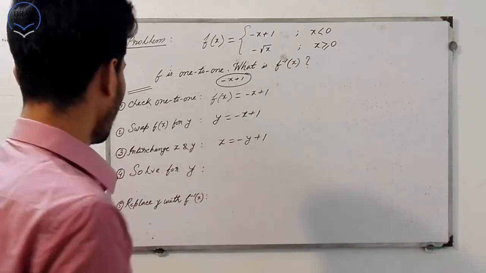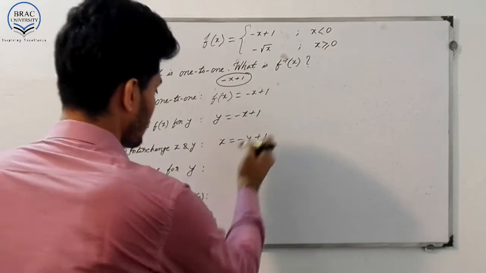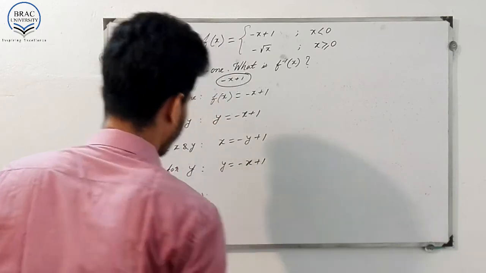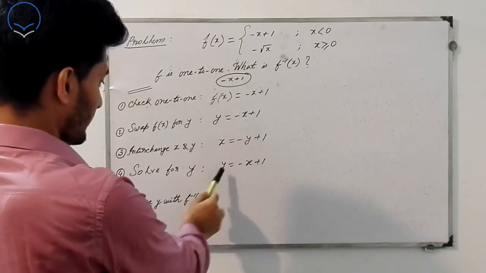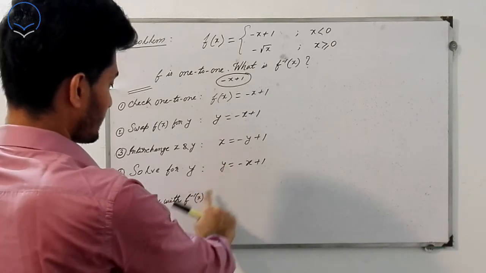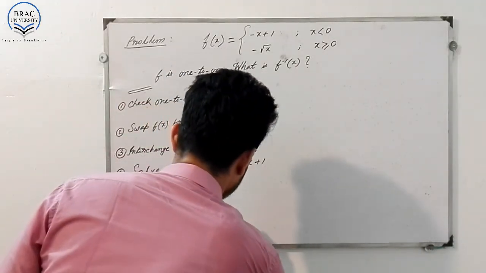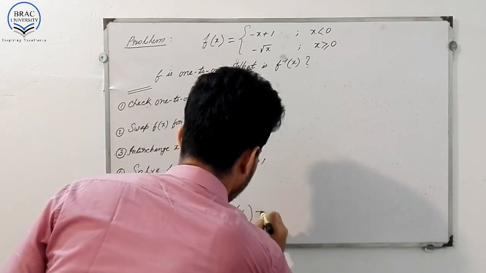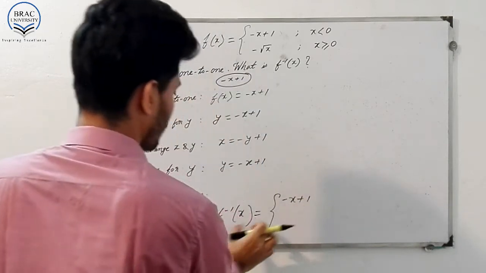So we interchanged x and y. Now we have to solve for y. So we solve this equation for y. And if we do that, we're going to get y is equal to minus x plus 1. And then eventually, we can replace y with f inverse. So we're just going to write f inverse of x in place of y. And this is going to give me minus x plus 1. So that's for the first part.